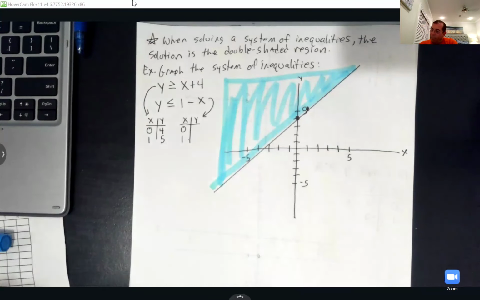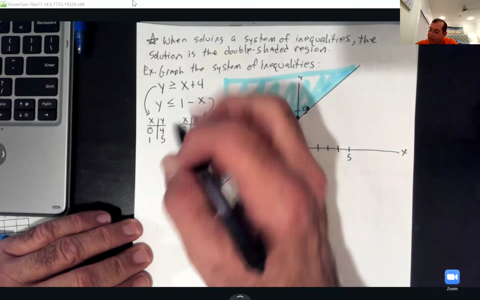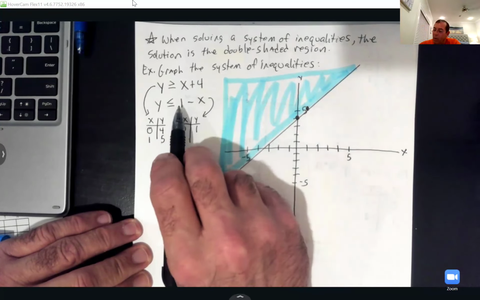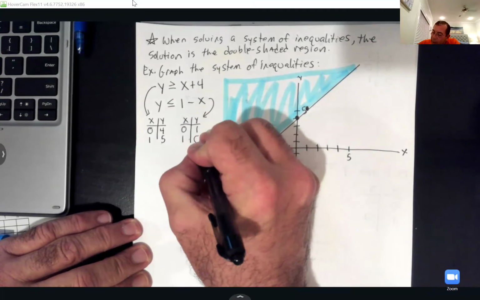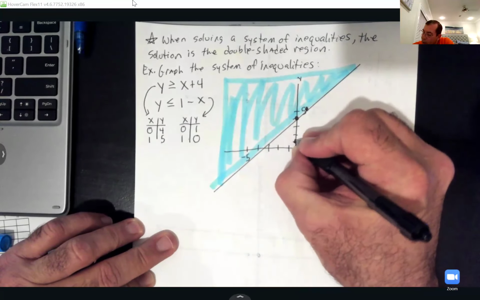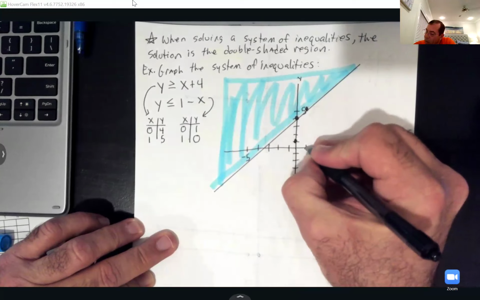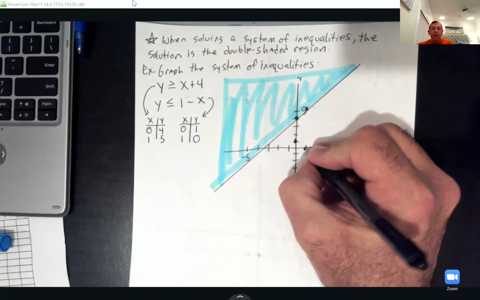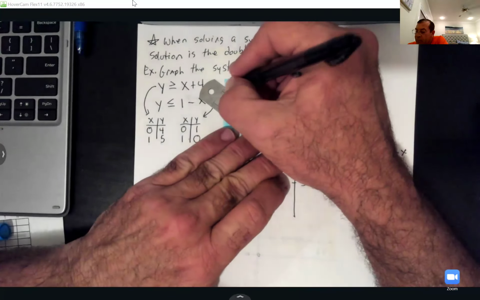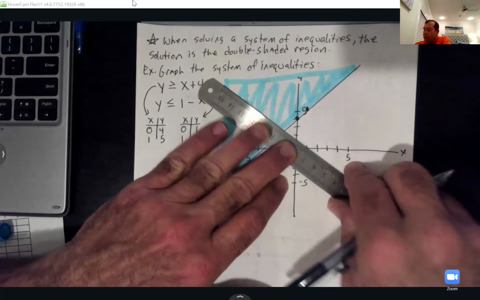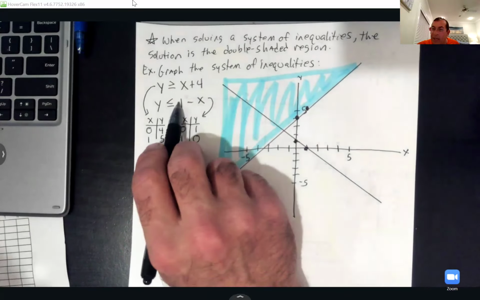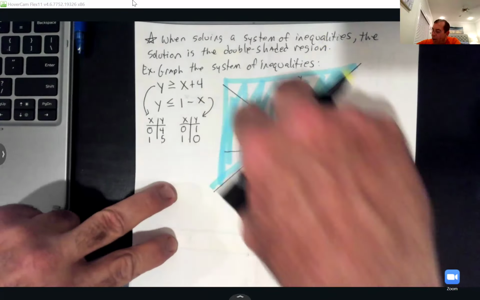For the second one, if I put a 0 in, 1 minus 0 is 1. If I put a 1 in for the x, 1 minus 1 is 0. So y'all, we've got a point at 0, up 1, and then right 1 and 0. That line is also solid coming through here. But notice, this is less than, so I shade below that line.